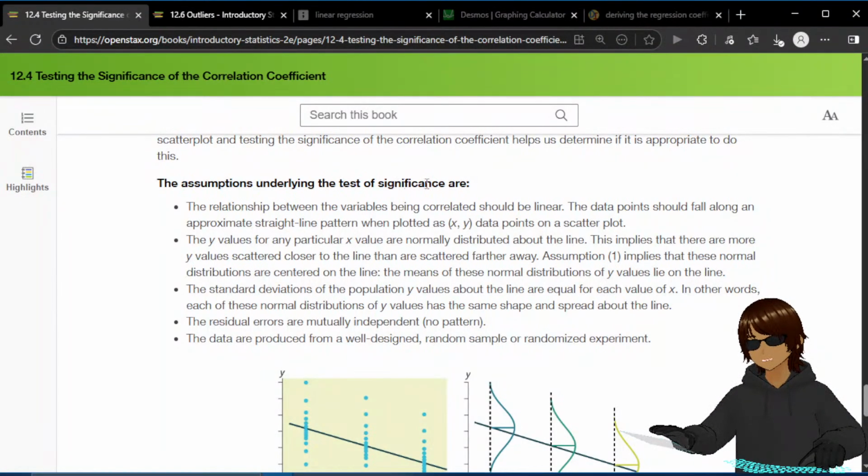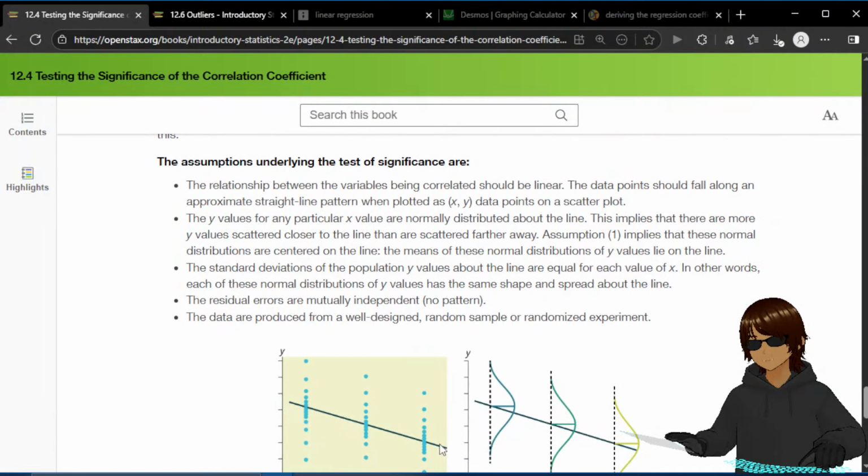The assumptions underlying the test of significance are: the relationship between the variables being correlated should be linear. The data points should fall along an approximate straight line. The y values for any particular x value are normally distributed about the line. So we have the line of best fit, and the y values across the line are normally distributed. Assumption 1 implies that these normal distributions are centered on the line.